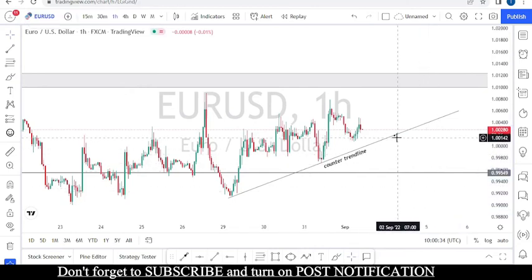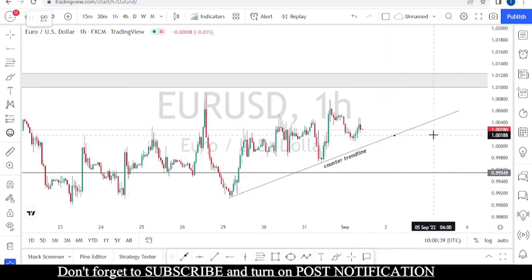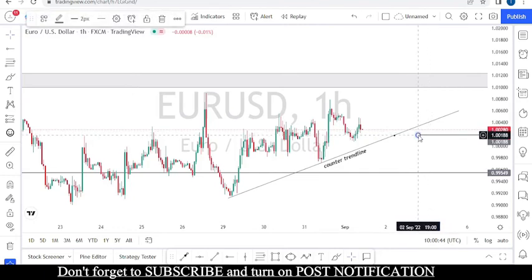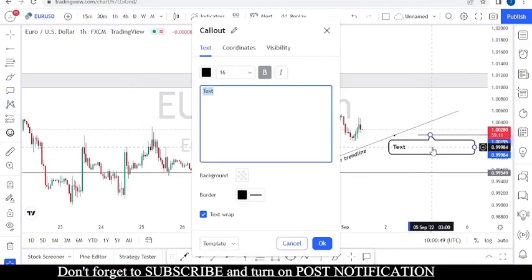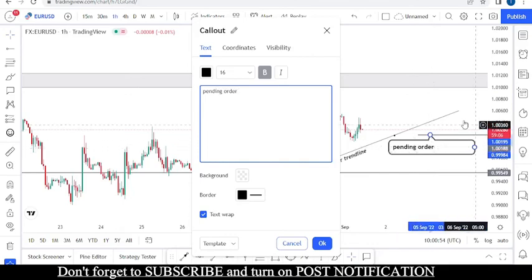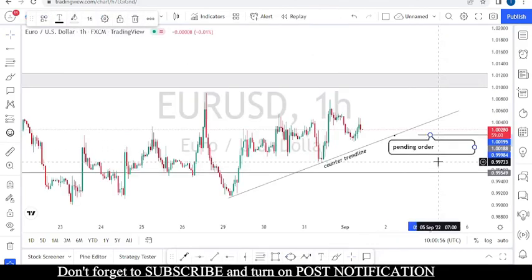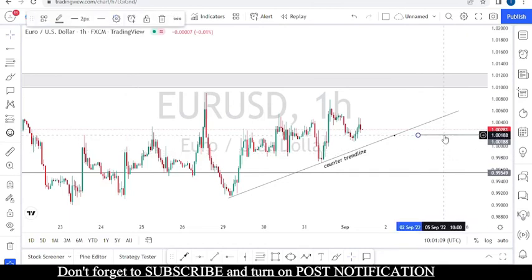Sometimes if I'll be away from my system, I'll place my pending order just below the trend line. I'll place a pending order here like this, with the hope that when the news comes out and we blast below the trend line, it will take my sell order and will keep bleeding to the downside. Okay, so this is how I trade the news.